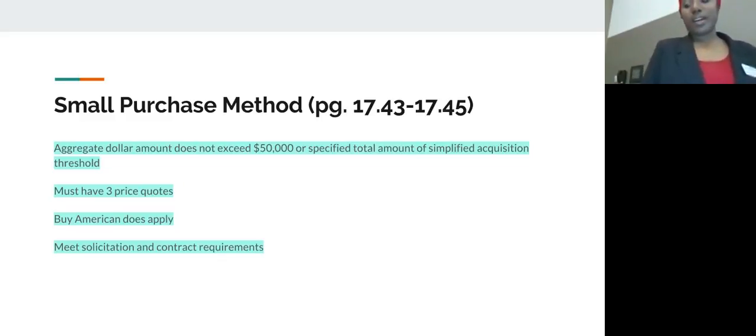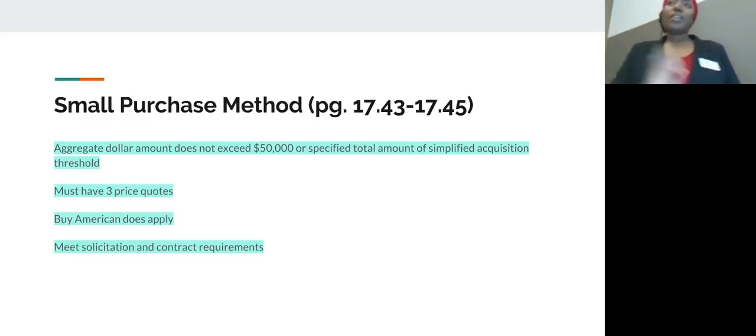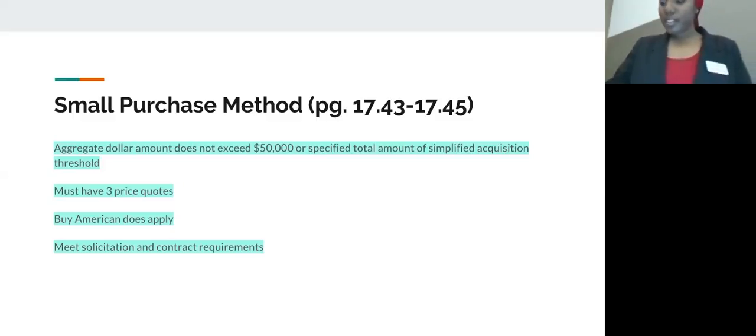as well as definitely making sure Buy American is there as well. For your 3 price quotes, as I said before, that could be getting on the phone and calling different vendors and having that documentation in place, with date, time, and what it is you're looking for, as well as emails or even letters or whatever method you want to use to communicate in order to receive your quotes.